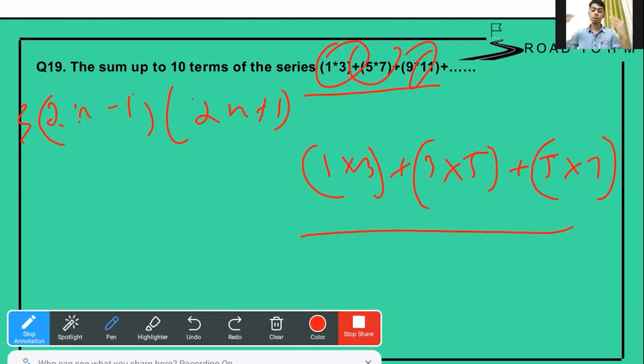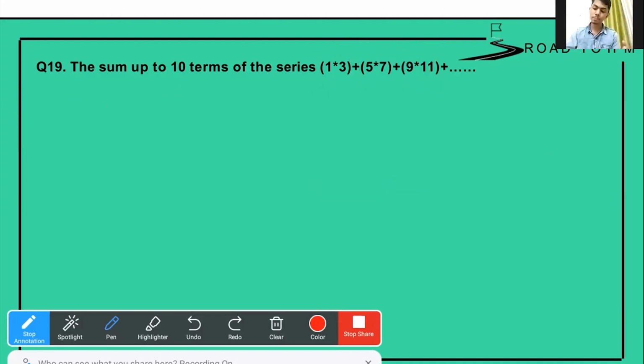The second approach should always be trying to find the values of each and every element in the series. 1 multiplied by 3 is 3. 5 into 7, 35. 9 into 11, 99. 13 into 15 would be, sorry, 195. And it goes on till 10 terms.